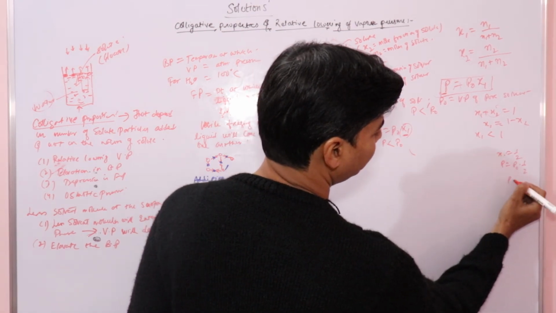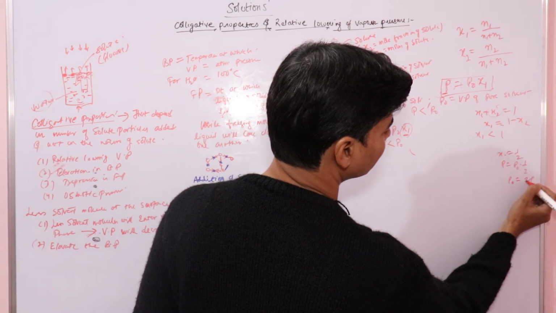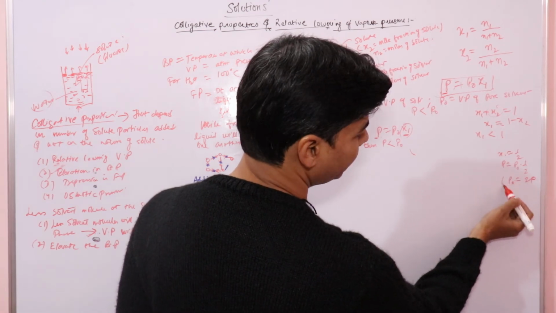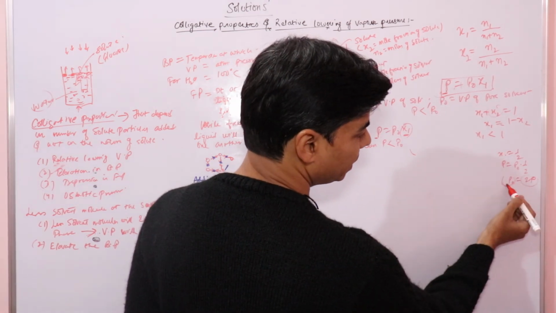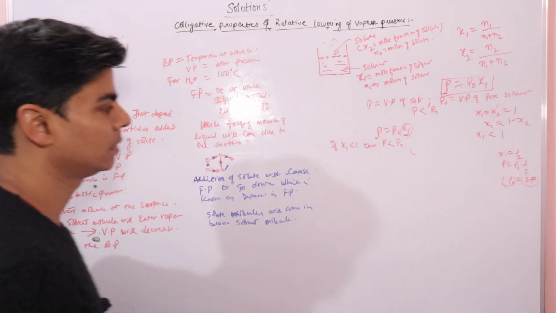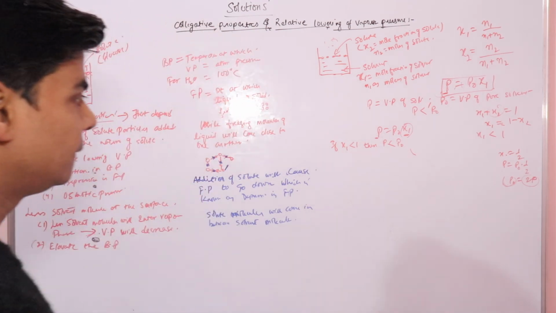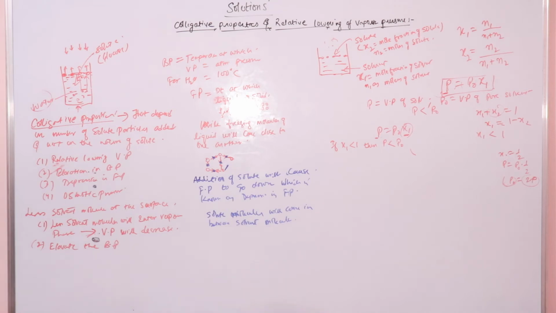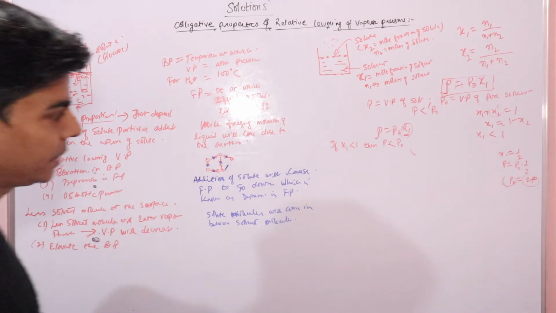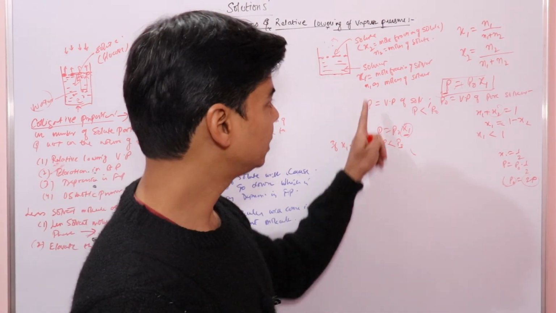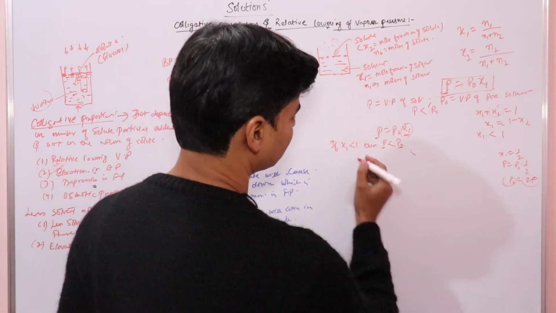So P0 is equal to 2 times P. From here we can see that P is less than P0, or P0 is greater than P, because P0 is twice of P. This is simple mathematics. Now, since I said that P is less than P0, the addition of solute has caused lowering in vapor pressure.